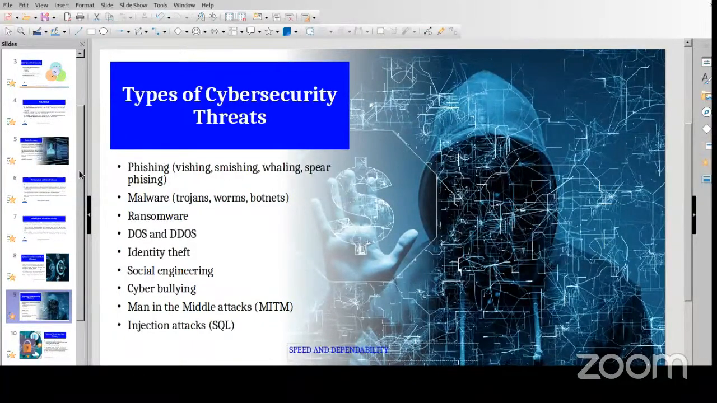Then finally, another form of attack, injection attacks or SQL attacks. Here we're looking at exploiting databases, corrupting the database and trying to get as much information from whichever database you're looking to exploit. I don't know if there's any question on the types of threats before I proceed.